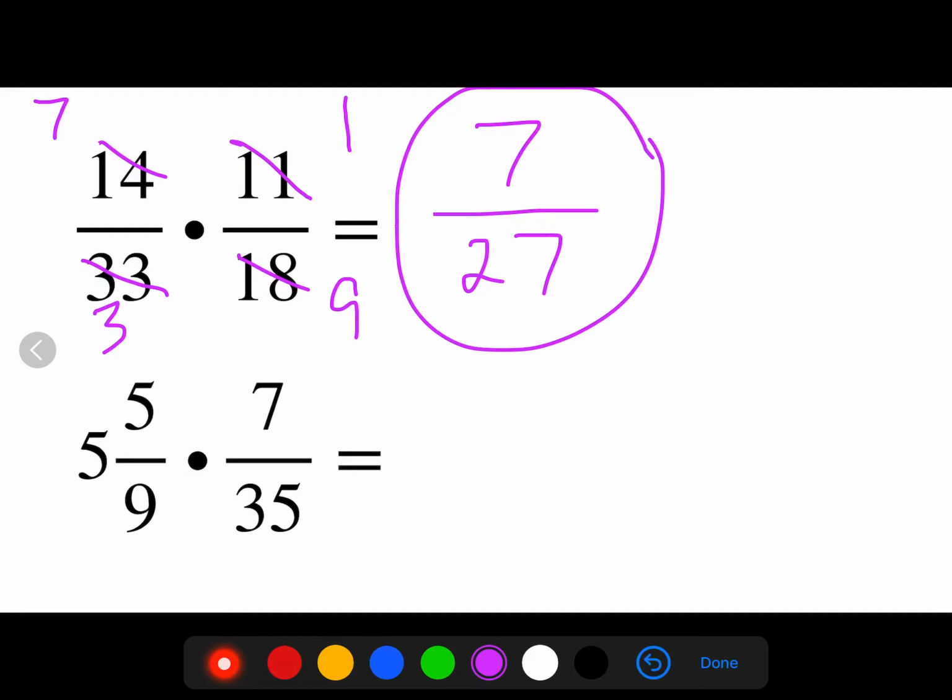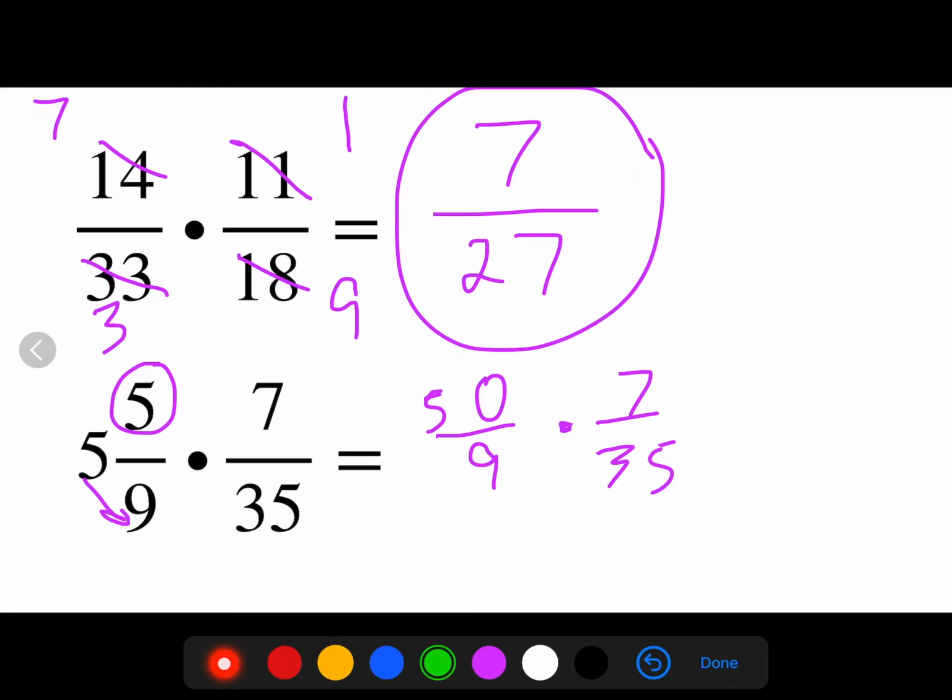Mixed numbers stink. Always get rid of them. Never use mixed numbers, because I can't do anything with it. That's not a 5. It's a 5 and 5/9. All right, so let's get rid of it. 5 times 9 is 45, plus 5 is 50/9, times 7/35. Now I can do my cross-canceling.